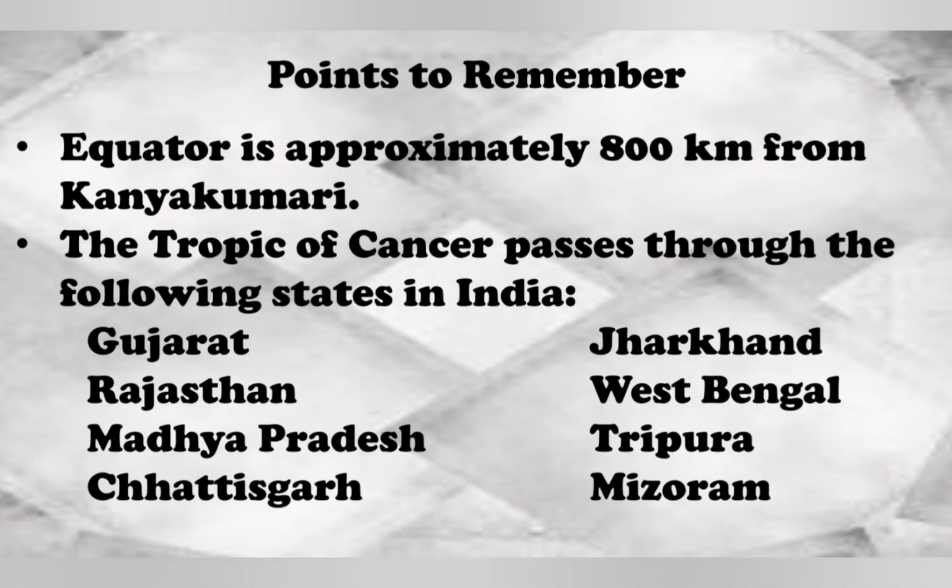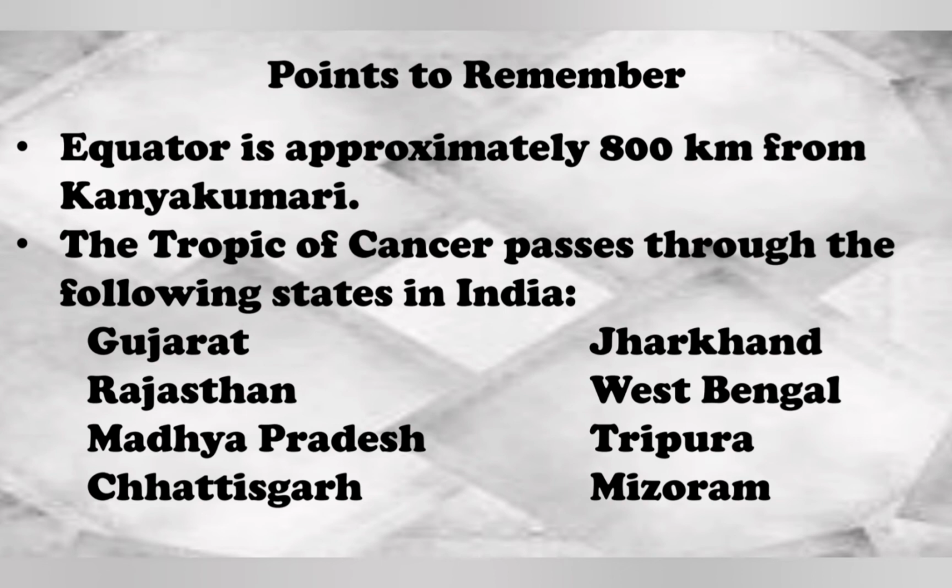Here are a few more important points for you to remember. The first one, equator is approximately 800 kilometers from Kanyakumari. I repeat, equator is approximately 800 kilometers from Kanyakumari. This means that the distance between equator and Kanyakumari is approximately 800 kilometers.